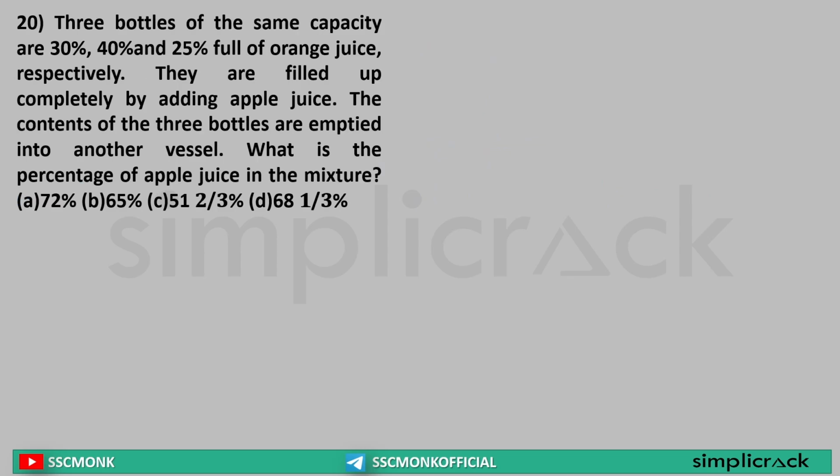Next question. 3 bottles of same capacity, 30%, 40%, 25% full of orange juice respectively. They are filled up completely by adding apple juice. The contents of the 3 bottles are emptied into another vessel. What is the mixture? So first bottle, this is orange juice, this is apple juice. So orange was 30, so apple must be 70 because this is how it has been full. Second bottle, orange 40, apple 60. Third bottle, orange 25, apple 75. Now all has been added.